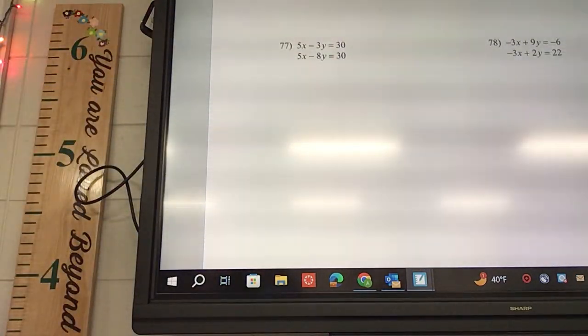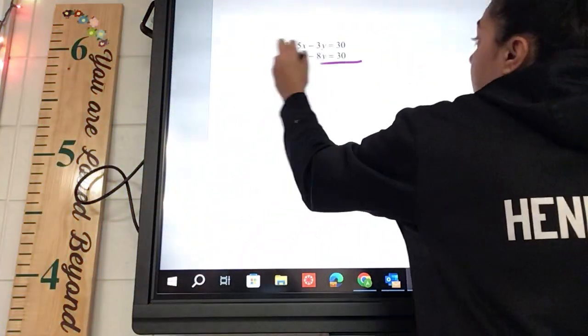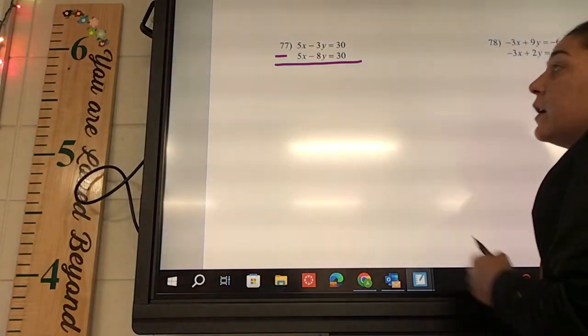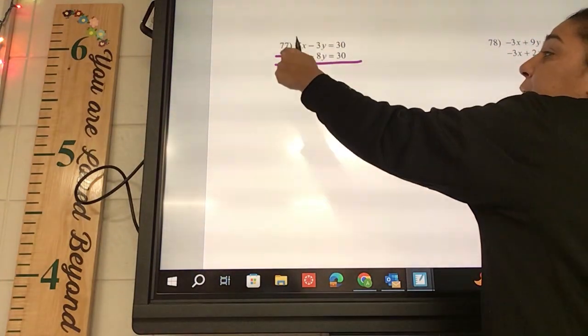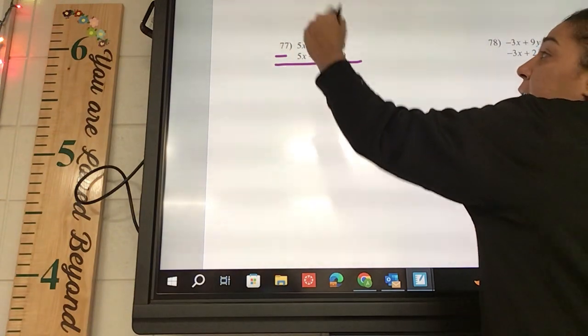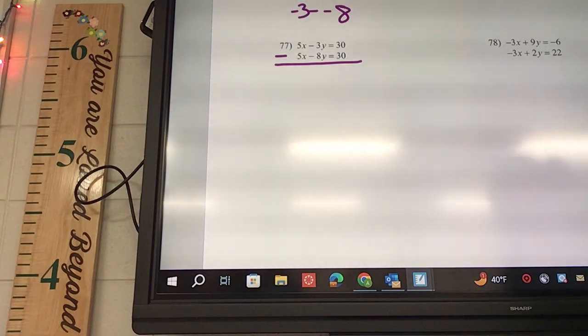Okay, so we just did the adding, so this one's going to be subtraction. You have two numbers and they have the same sign, so we're going to subtract all these pieces. So 5 minus 5 is going to cancel. Then -3 minus -8. Sometimes I say write it out just so it looks a little bit better, because then you know to change that sign.